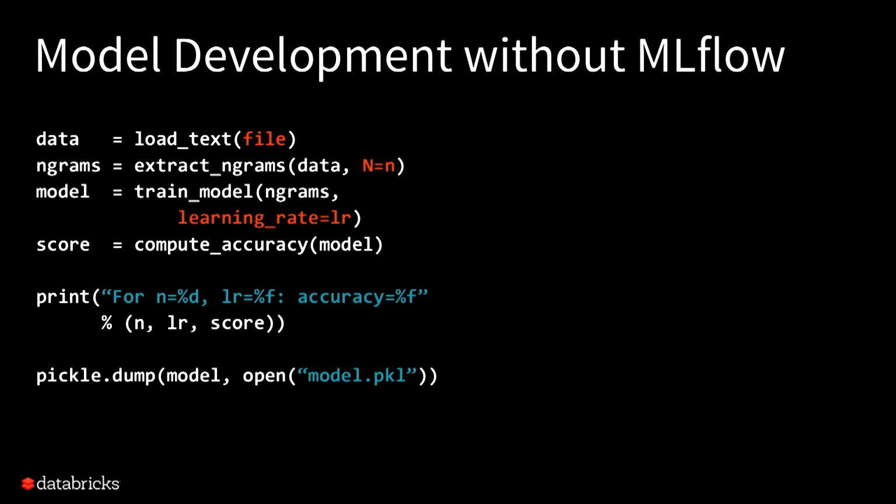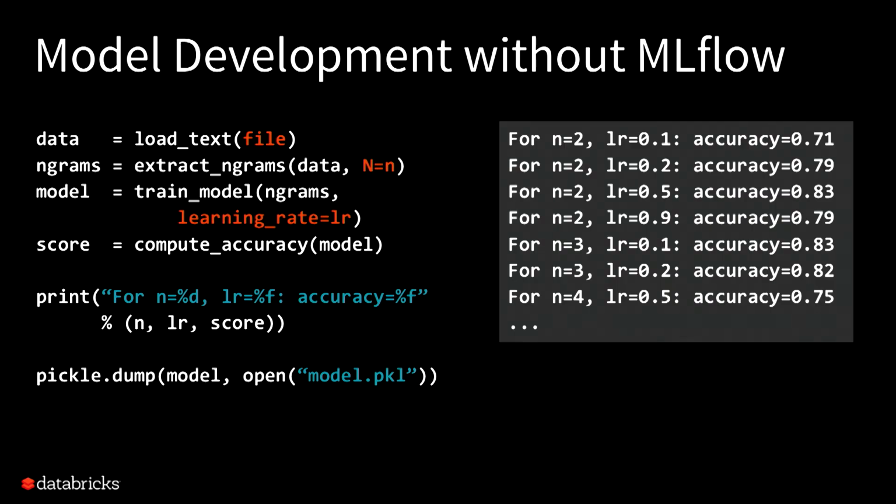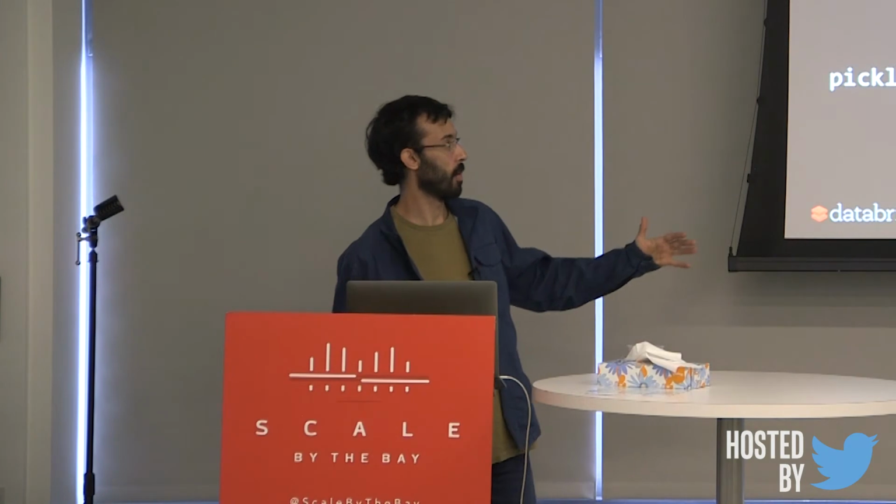So this works great. I can just try out a bunch of different n, a bunch of different learning rates, and pick the best accuracy. And this is what a lot of people do, and it makes a lot of sense. It's a good starting place. But as we talk about change over time, it doesn't really age very well, this piece of code.